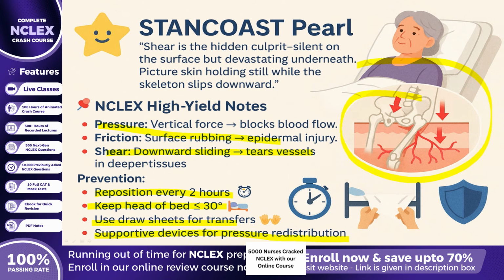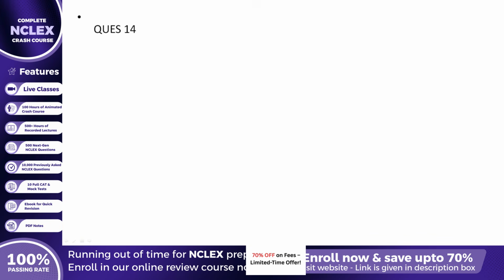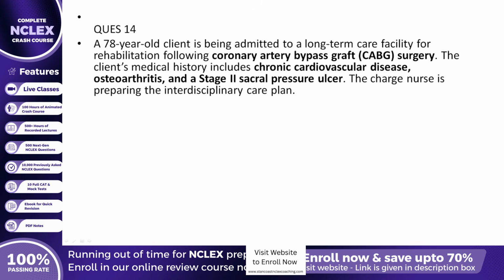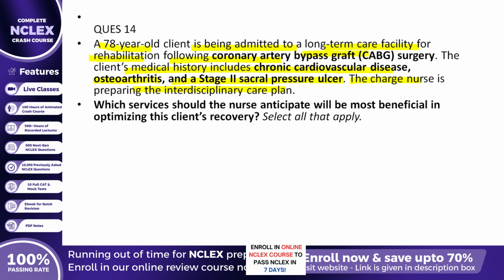Let us move into this next case with a real-life rehabilitation scenario to sharpen your NCLEX preparation. A 78-year-old client is being admitted to a long-term care facility for rehabilitation following coronary artery bypass graft surgery. The client has chronic cardiovascular disease, osteoarthritis, and a stage 2 sacral pressure ulcer. The charge nurse is preparing the interdisciplinary care plan. The key question is, which services should the nurse anticipate will be most beneficial in optimizing this client's recovery?